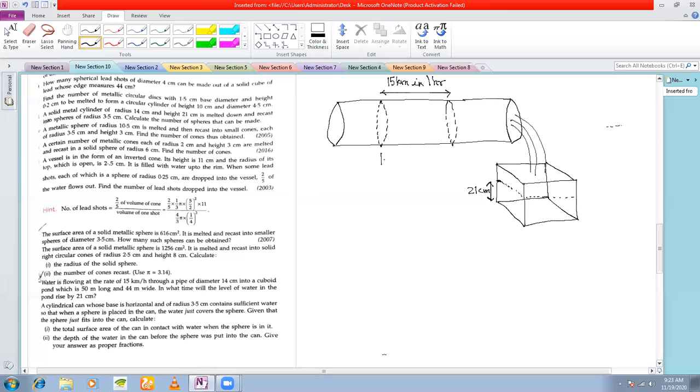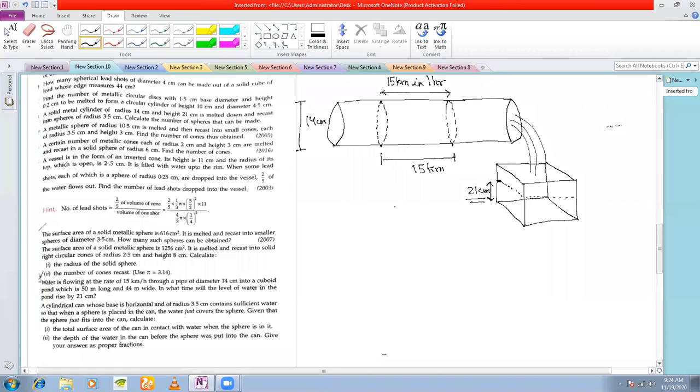So say this length is 15 kilometers. How much time is it taking to travel this distance? It is taking 1 hour to travel 15 kilometers. The diameter of the pipe is also given to be 14 centimeters. The question here is, how much time will it take for the water level to be 21 centimeters in this cuboidal pond?